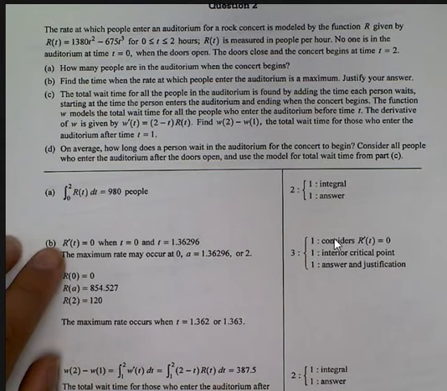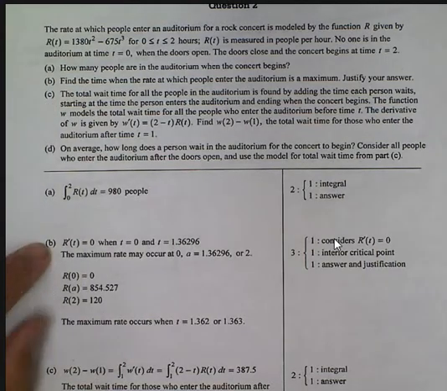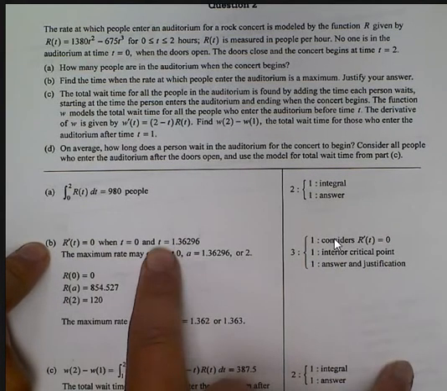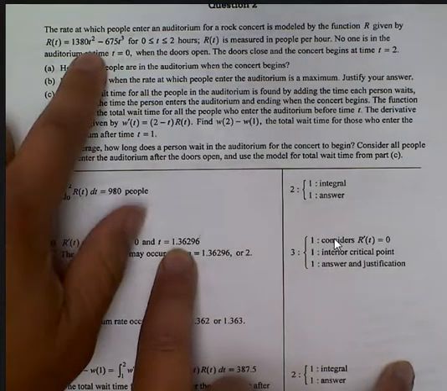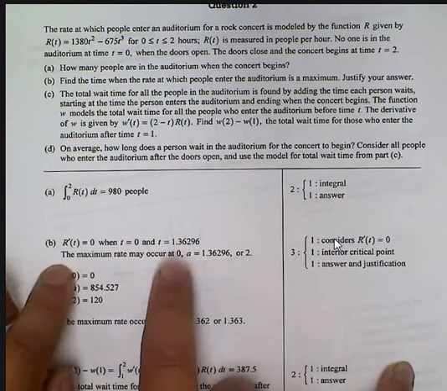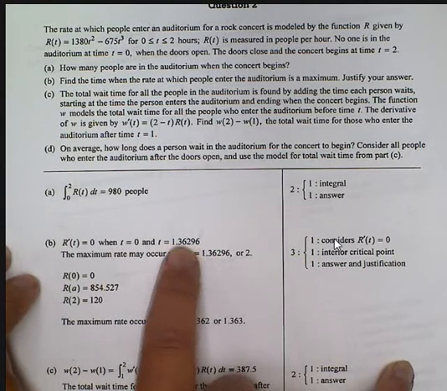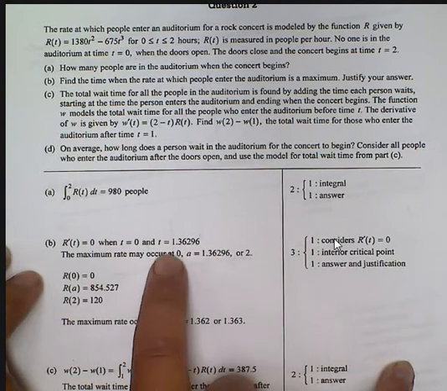R prime of t: find the time when the rate at which people enter the auditorium is a maximum. This is a calculator question, so you could look at the graph of R prime of t, and you may have to manipulate the graph, or you really could just set the function equal to 0, but you should get those two things. If you didn't get them, see how we have more than what we need here. Actually, we need to talk about storing this number. I'll show you how to do that tomorrow.